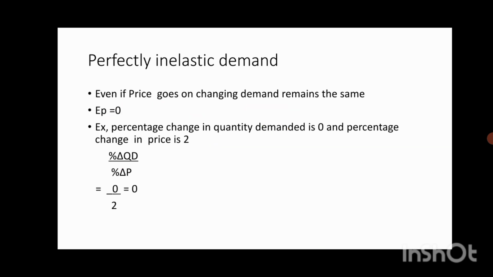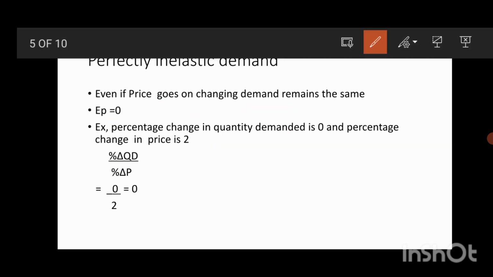So the next one is perfectly inelastic demand. Even if price goes on changing, demand remains the same. Here demand will be constant. The price may be 1 rupee or 2 rupees or 3 rupees, that doesn't matter. Demand always remains the same. Here price elasticity of demand is equal to 0. So the percentage change in quantity demanded is 0 and the percentage change in price is 2, as per our example.